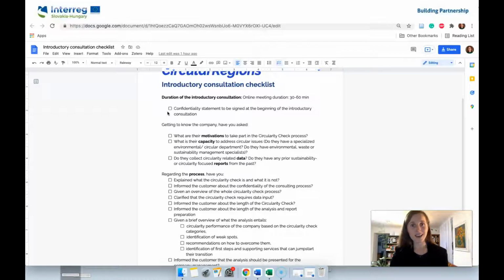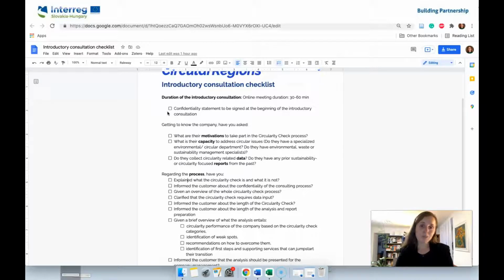First and foremost, I think it's really important to understand the motivation of a company to participate in such an assessment. What drives them to seek out your advice? Why are they interested in circular economy? Is it because they think that the circular economy is an interesting concept worth following, or are they already looking for specific benefits that might arise from a circular transition? It's important to understand these motivations also because it will help you to better tailor your recommendations in your final analysis and report.